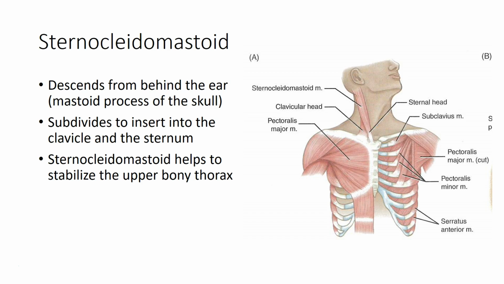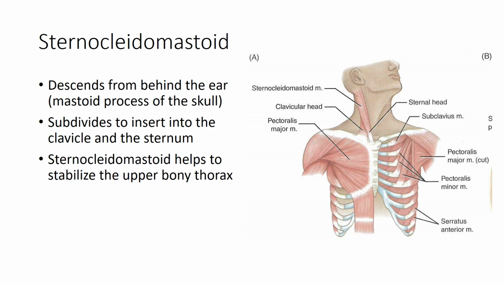The sternocleidomastoid is a muscle in your neck. It comes from behind your ear in a location called the mastoid process on the skull that we'll talk about in a later unit. This muscle divides into 2 different pieces. It has 2 different heads that insert into the sternum and also the clavicle.